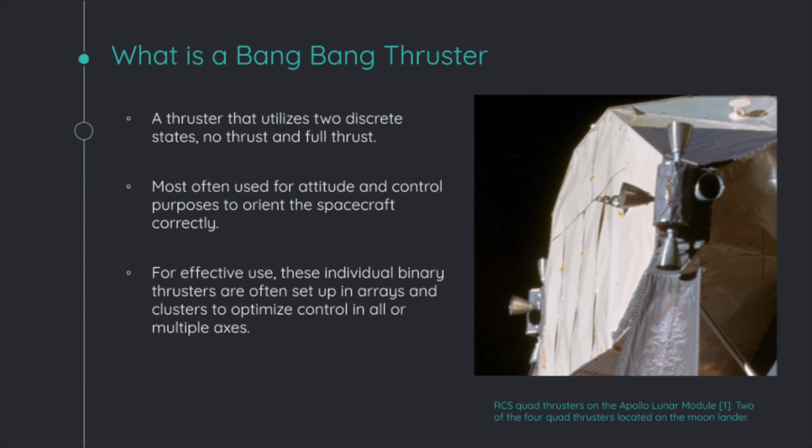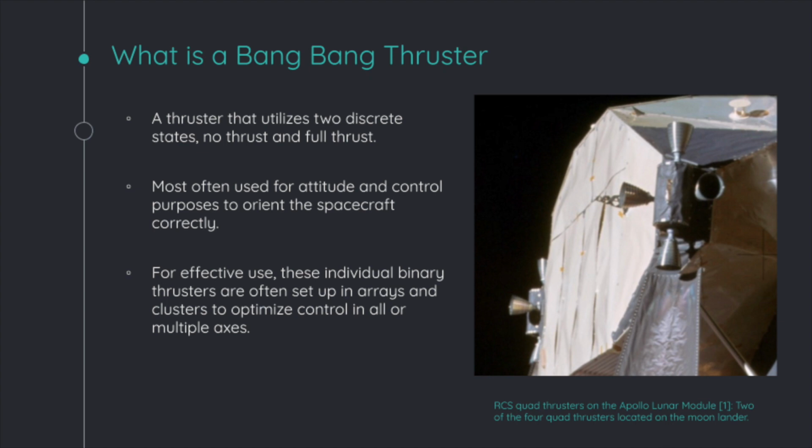So you may be wondering, what is a bang bang thruster? It is a thruster that has two discrete states, no thrust and full thrust. These kinds of thrusters are most often used for attitude and control purposes to orient the spacecraft correctly, but can also be used for larger orbital maneuvers with larger, more powerful thrusters.